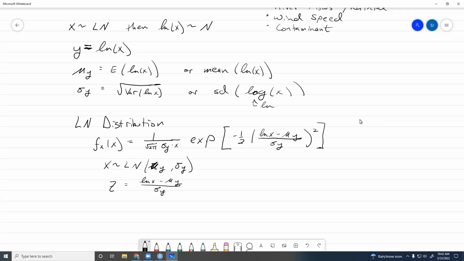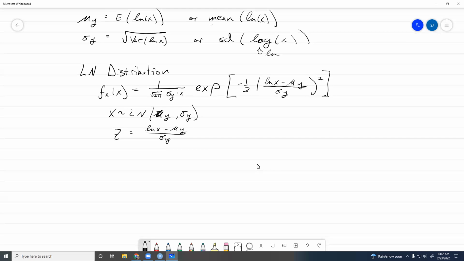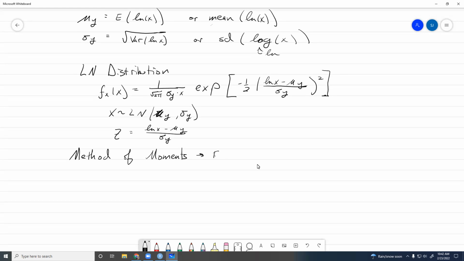But often we don't have a data set, right? Maybe we have just a mean and a standard deviation of the log of the data. And so there are equations that relate the mean of x to the mean of y, and the standard deviation of x to the standard deviation of y. So the real data versus the logs of the data. I'm going to give you these equations, and we'll talk about this a lot more later, but this is called the method of moments, where you are essentially fitting a distribution function to data based on the distribution parameters.